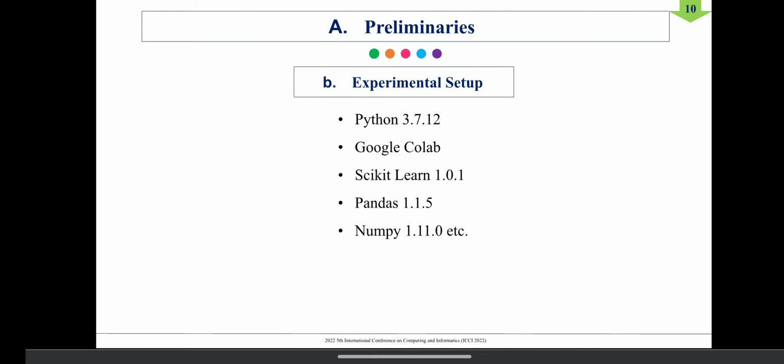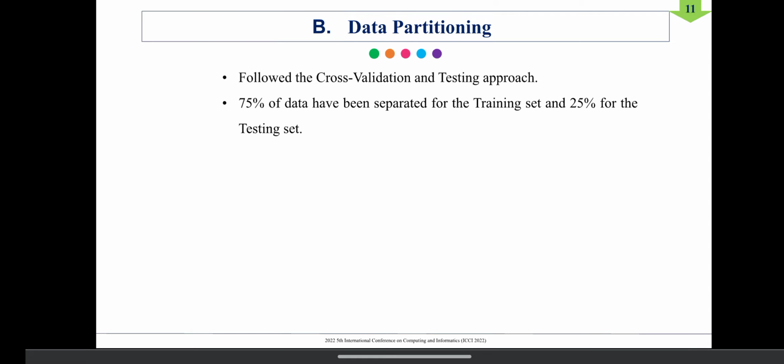Experimental setup. We have performed all the techniques in Python using Google Colab, including packages or modules such as scikit-learn, NumPy, pandas, etc. Data partitioning. We have followed the cross-validation and testing approach for data partitioning, where 75% of data has been separated for the training set and 25% for the testing set.